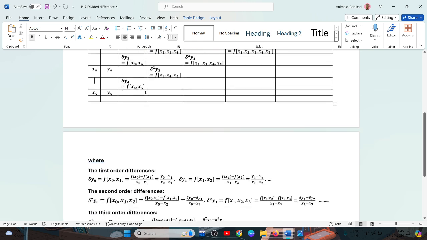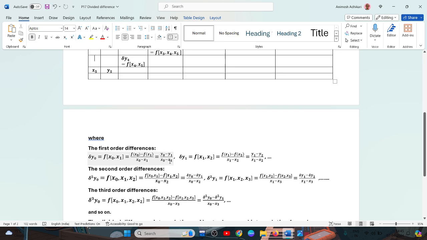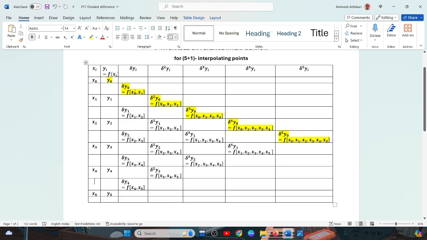Actually, what is the definition of this first order difference? This delta y0 equals f[x0, x1], that is equal to (f(x0) - f(x1))/(x0 - x1). f(x0) means y0, so (y0 - y1)/(x0 - x1). So this is the first order divided difference for delta y0.